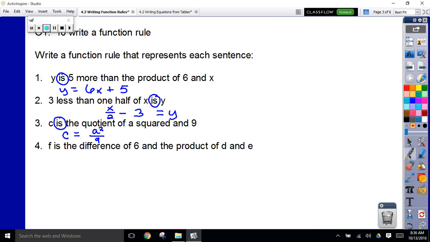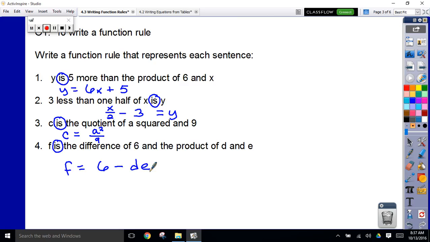Okay, number 4, we have F is the difference of 6 and the product of D and E. So again, we have this word is, so F equals. Now we need to write an expression for the difference of 6 and the product of D and E. Athena? F equals D, E, and 6. Not quite. You've got the subtraction right, you have the product of D and E right, but when it's saying the difference of 6 and the product of D and E, we actually want to start with the 6. Okay, so we want to have 6 minus D, E. Okay, any questions about this?